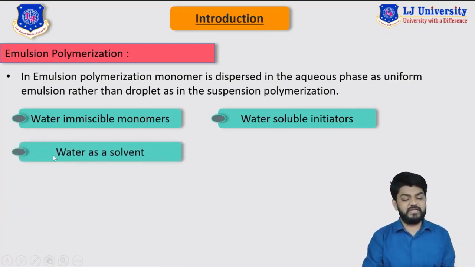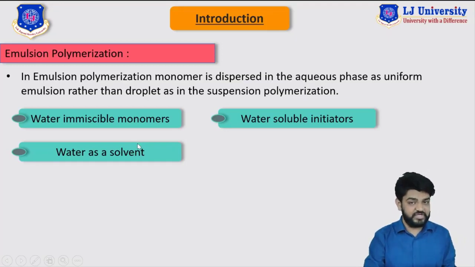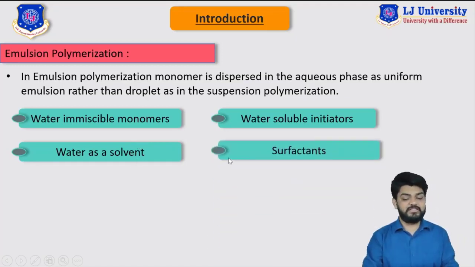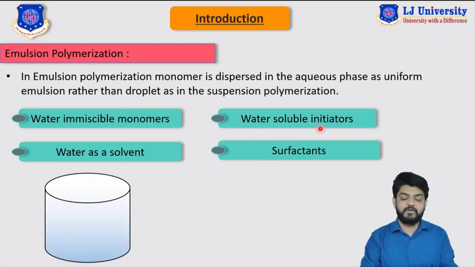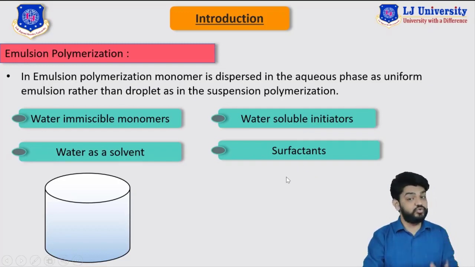Then the next thing is water as the solvent. So we are going to use water as the solvent for this emulsion polymerization. And the last component is the surfactants. Now we are very much familiar with the other three components, but these surfactants are new to us. We will now discuss what we mean by surfactants and why we are using them.